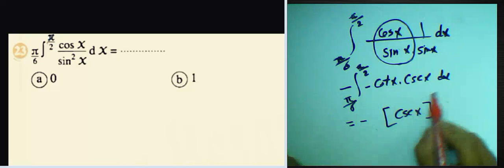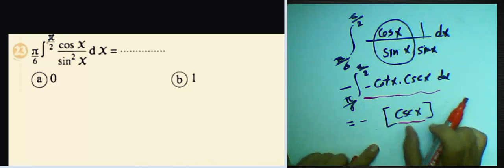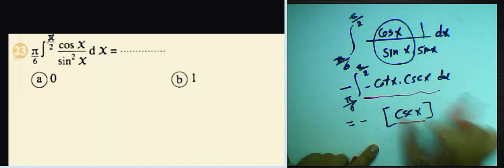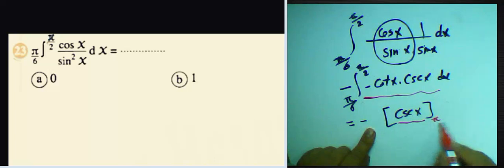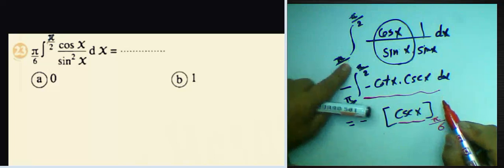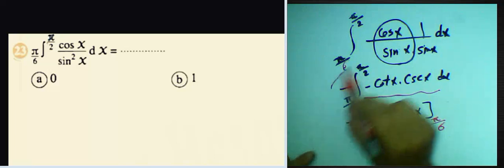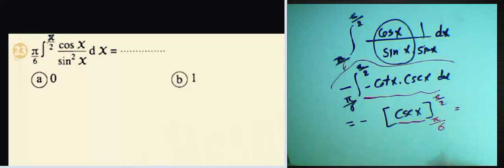We know the integration of this function equals cosec, because the derivative of cosec equals negative cotan cosec, or negative cosec cotan, and we have negative outside. The integration is determined from pi over 6 to pi over 2. Put pi over 2: cosec pi over 2, subtract cosec pi over 2, subtract negative, negative equals positive.